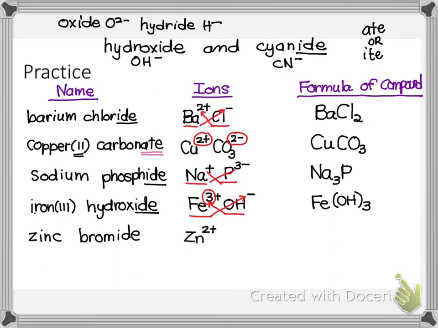So that's why, even though it's a transition metal, it does not have a Roman numeral, because it only has 1 cation. The only ones that have Roman numerals are the ones that have more than 1 cation. So even though it's a transition metal, it does not have a Roman numeral because it can only have a 2 plus.